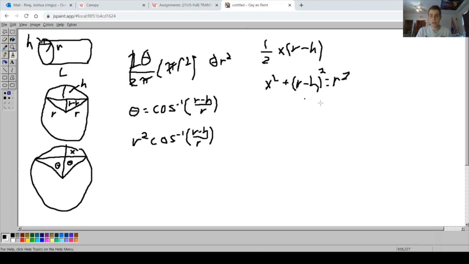Okay, so now, like I said, we're going to solve for x. So we'll move our radius minus height squared over to the other side, and we'll take the square root. So that will leave us with x equaling the square root of r squared minus radius minus height squared. And this will take us into the next part.